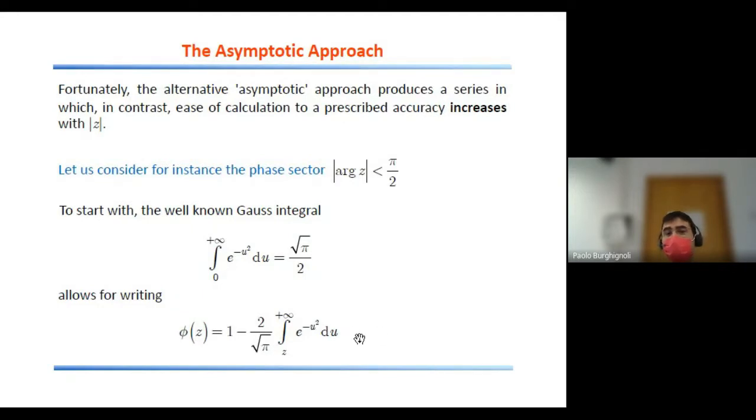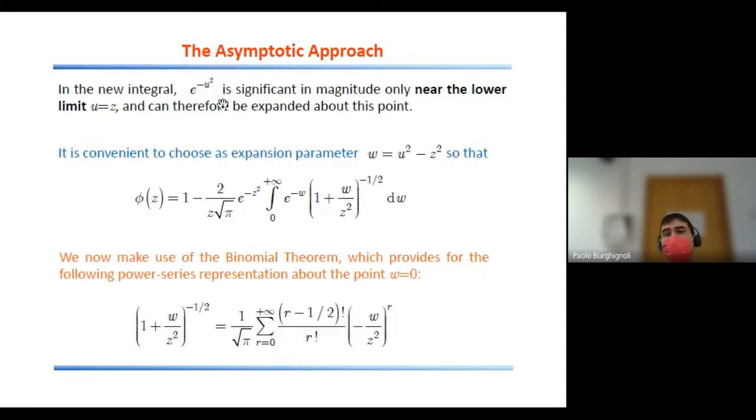Why is it convenient to adopt this alternative representation? Well, that's mainly because we observe that the integrand, the Gaussian exponential e to the minus u squared, is a function that is monotonically decreasing. It attains its maximum when u is equal to 0, and it tends to 0 extremely fast when u increases. So when you integrate from z to infinity, basically it's a neighborhood of z that gives you most of the contribution to the value of this integral. And since this is true, we will expand the integrand in a series representation about the lower integration limit.